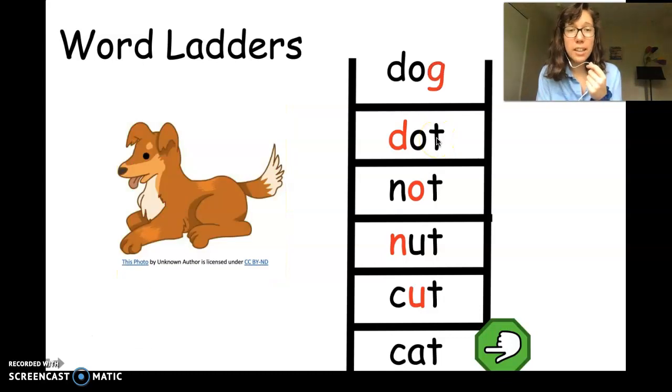Now if we look at our last picture, we have the dog, which we knew was coming from the beginning, and we can see that the D stayed the same, the O stayed the same, and the only thing that changed was the T. That ending sound there became a G. So we can make the word dot become the word dog.